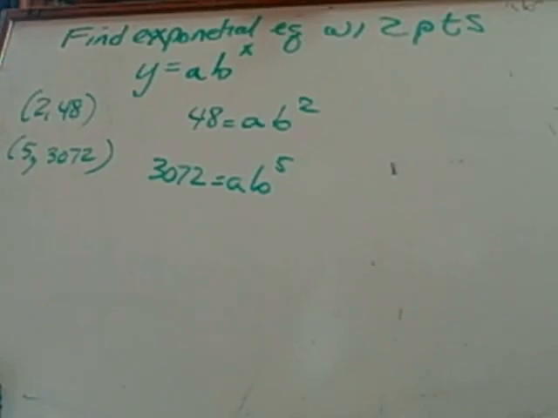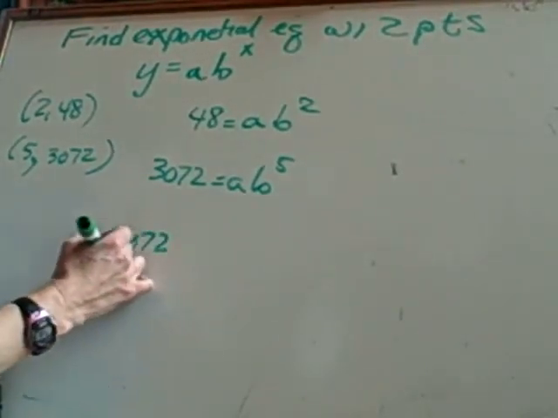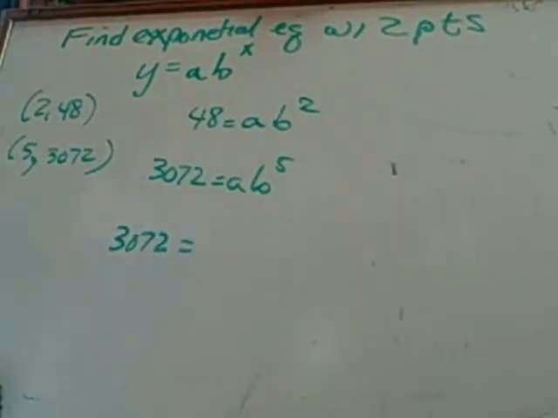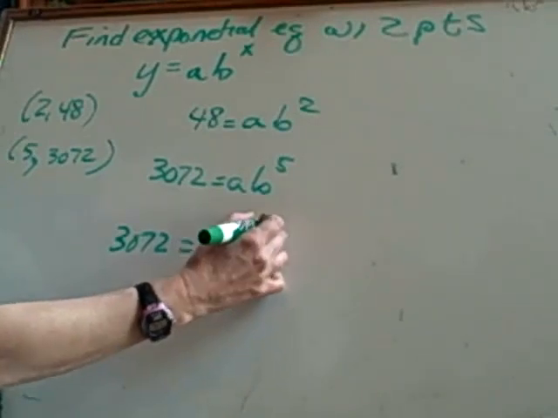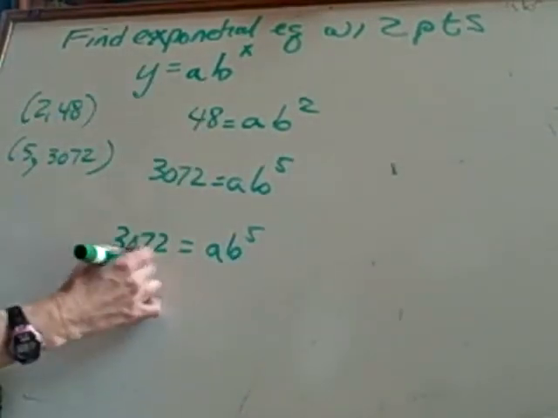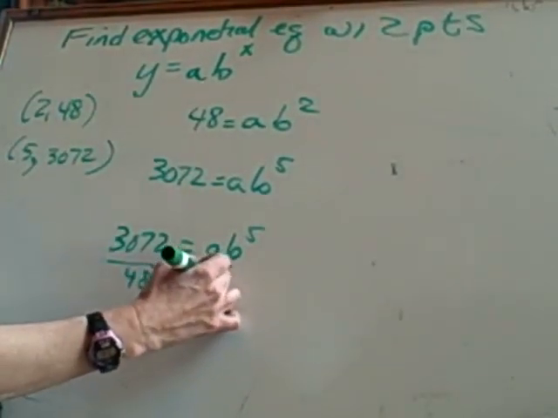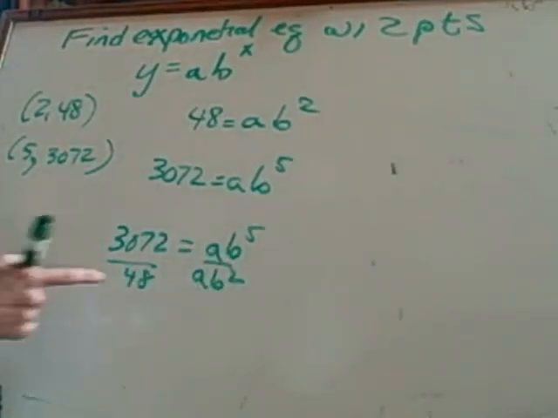Now, it's not quite as easy as before, but we can still do it. Okay? Before, our b just went away. This time it didn't. We're going to set it up like this. We're going to say 3072 equals ab to the 5th. And then we're going to divide it by 48 on this side and by ab squared on this side, because these are identical.